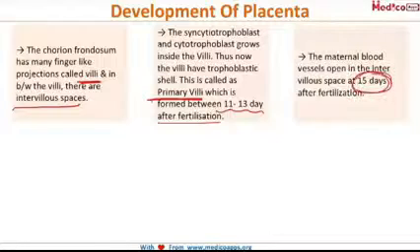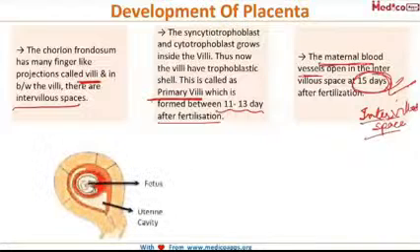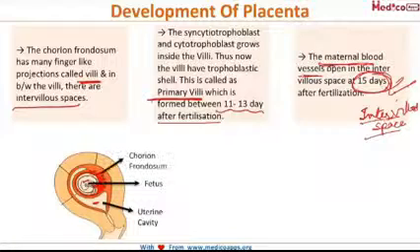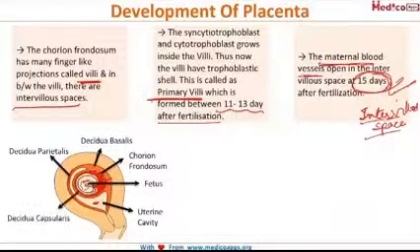So, if you are asked when the uteroplacental circulation is established, that is at 15 days of gestation, when the maternal spiral arteries open into the intervillous space. Now, we understand this again by the diagram. This is our fetus, this is the uterine cavity, and we have the Chorion Frondosum with multiple finger-like projections called villi, and this is our decidua basalis, decidua parietalis, and this is our decidua capsularis.